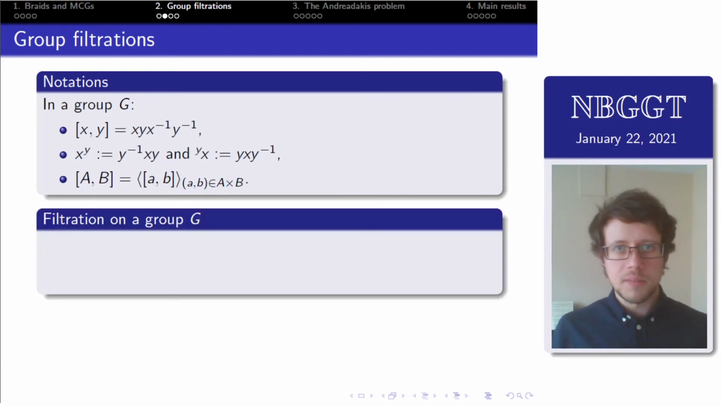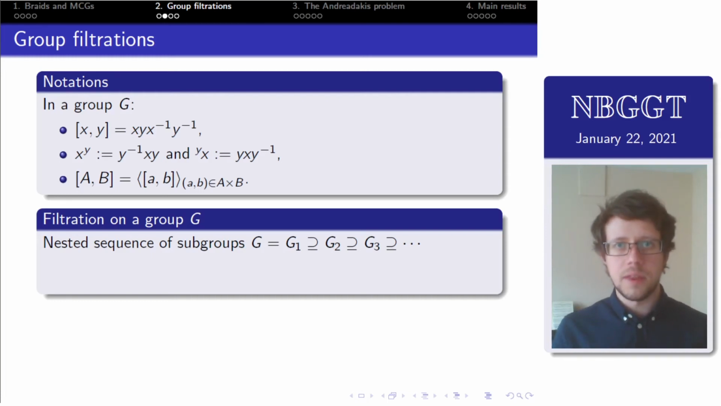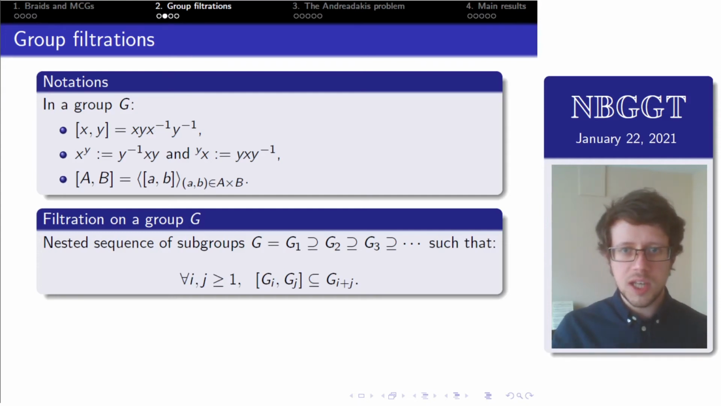Okay, let me say what a filtration is. A filtration on a group G is a nested sequence of subgroups beginning with the whole group G, and then taking smaller and smaller subgroups. And we ask for this condition, which is a centrality condition, saying that if you take the commutator of an element of G_i with an element of G_j, then you go inside G_{i+j}.